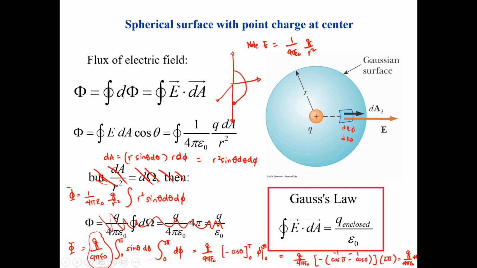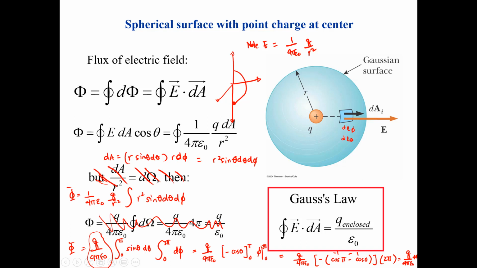So the flux phi is equal to the closed integral of dphi, which is equal to the closed integral of E dot dA. Now for this, we have calculated before the electric field for a single point charge, at a distance r from the charge, and it is equal to this one.